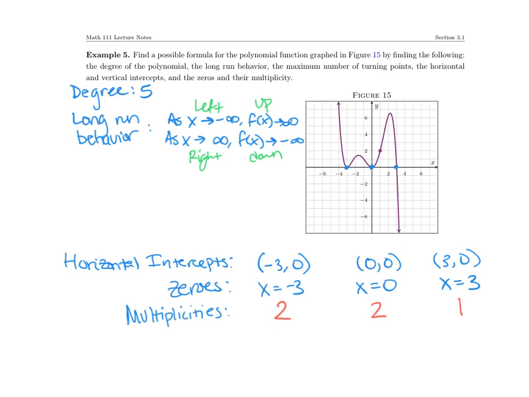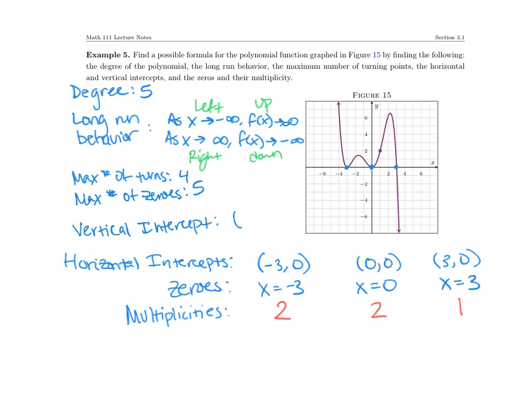Next, for our maximum number of turns, it's going to be 1 less than the degree, so in this case it'll be 4. And then the maximum number of zeros is going to be 5. So that's the maximum number of zeros we could possibly have. We already know we have 3, so we don't have the maximum number of zeros, but that's okay, we don't have to. And the last feature is to look at the vertical intercept, which in this case, again, is 0, 0. So these are kind of all the features that we needed to find.